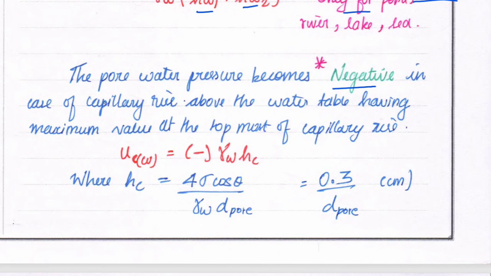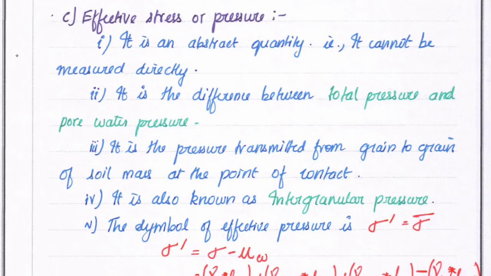Okay, so for example, the capillary rise is above the water table, having the maximum value at the topmost point of the capillary rise. So now we can denote it as negative gamma W into Hc. Hc will be the height of the capillary water. Hc we found to be equal to 4 into gamma into cos theta divided by gamma into d porous.